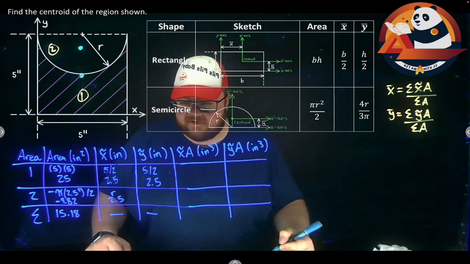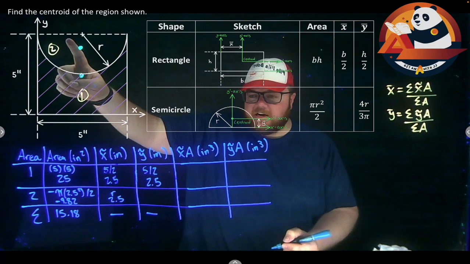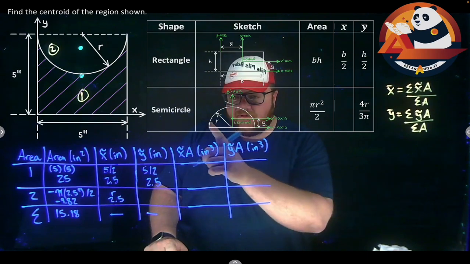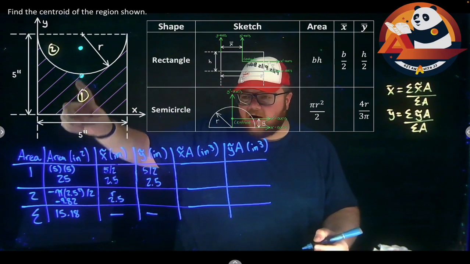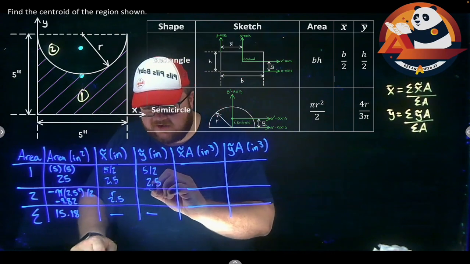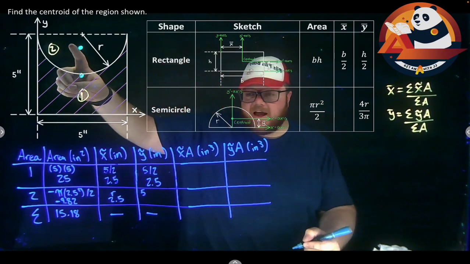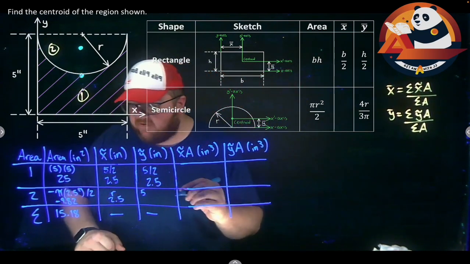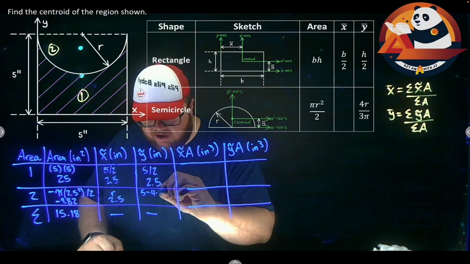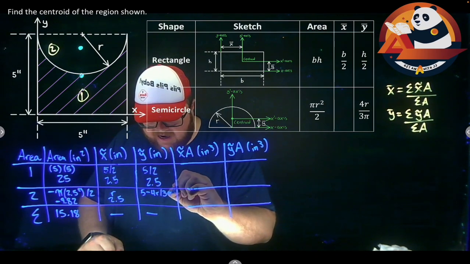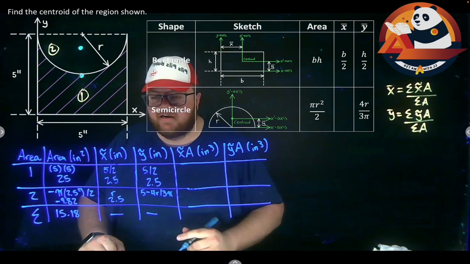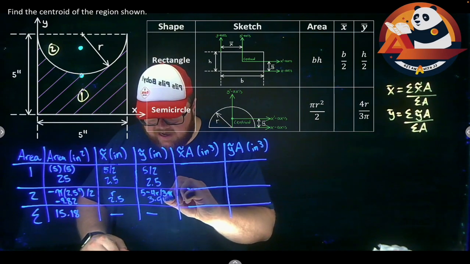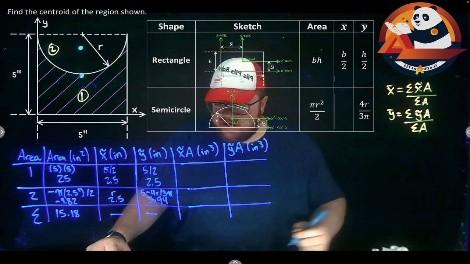is 2.5. And for shape 2, it's a little bit trickier for us because I need to first get to where my centroid formula measures from. It measures from the flat side of the semicircle. So I'm going to have to go up 5 inches to get to that flat side. So 5. And then from the flat side, I'm coming back down 4r over 3 pi. So let's subtract that out. 5 minus 4r over 3 pi, or 5 minus 4 times 2.5 over 3 pi gets me 3.94, which would be my next piece in there.